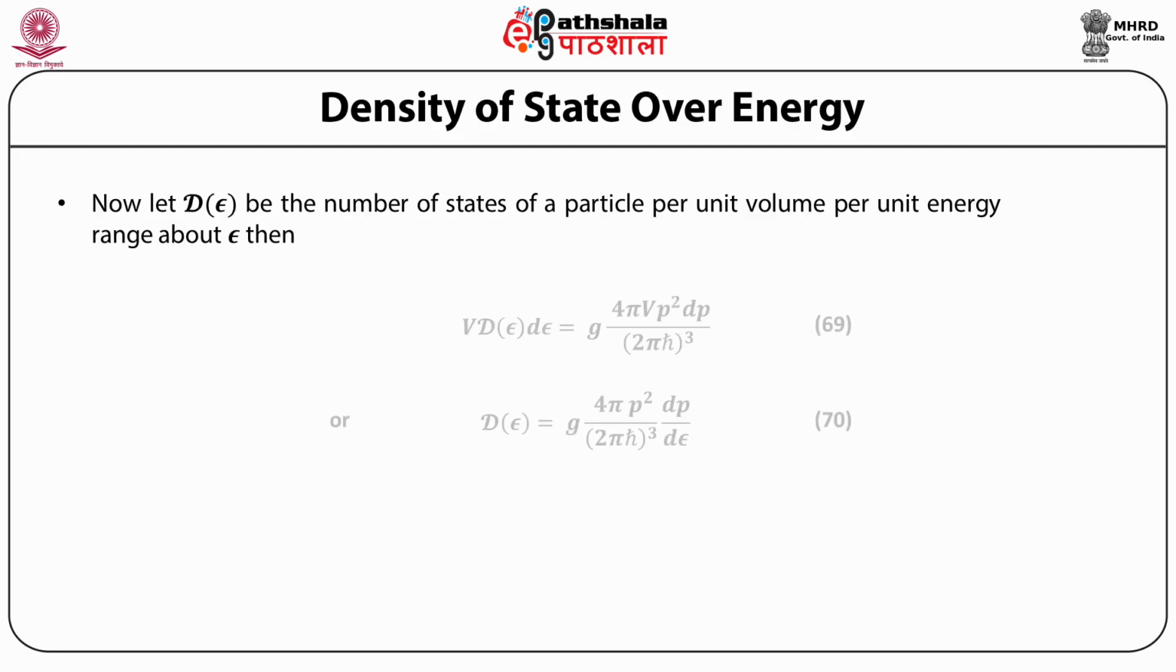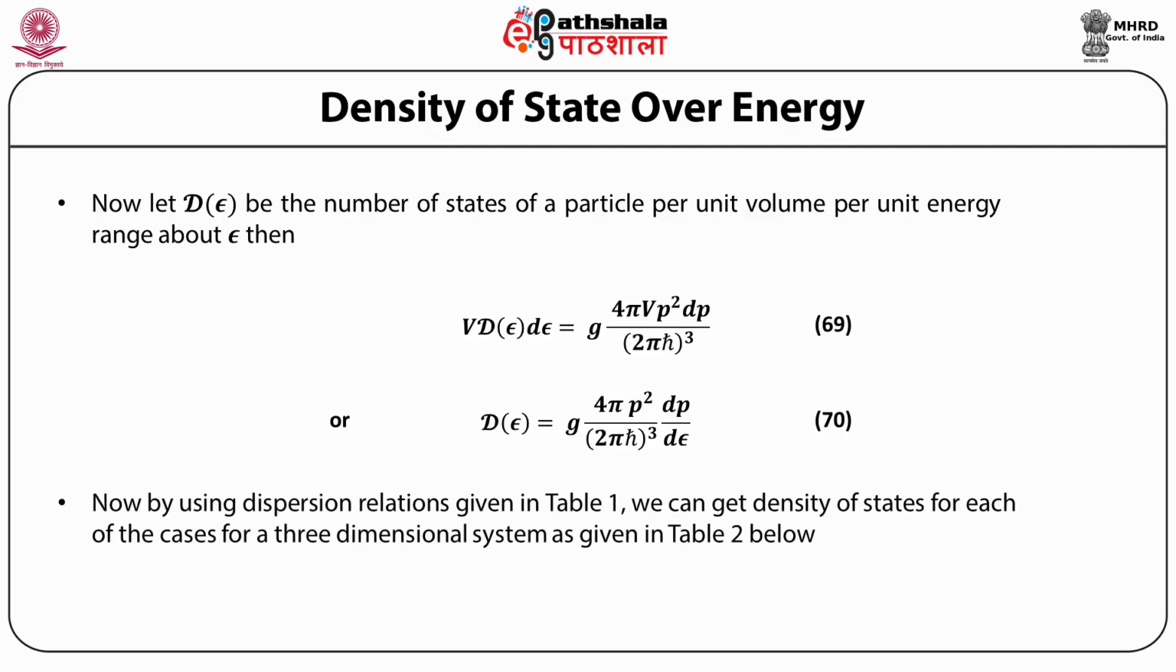Then V multiplied by the density of state multiplied by d epsilon is equal to g times 4 pi V p square dp divided by (2 pi h bar) whole cube, or the density of states is equal to g times 4 pi p square upon (2 pi h bar) whole cube multiplied by dp upon d epsilon.